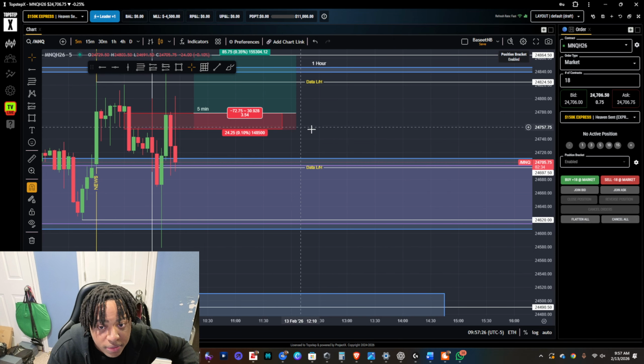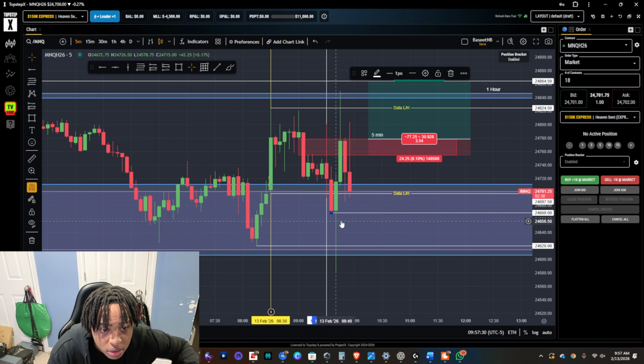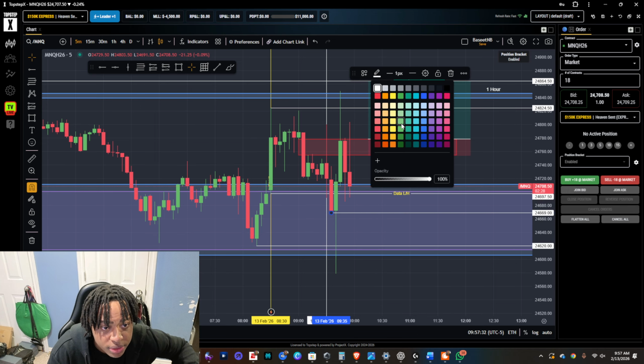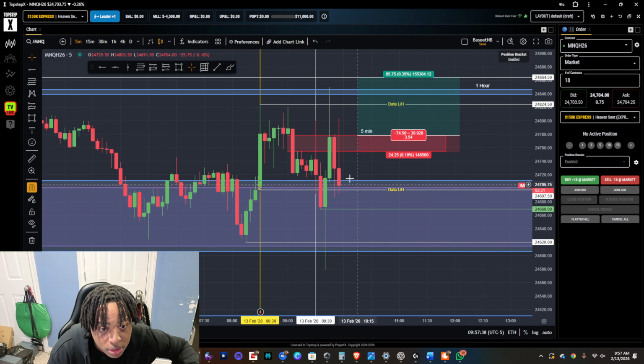For us to have a breaker structure, it would need to happen about right here. So let's make this green so we can just see it go over it. The red, we need a red to go over this right here. Then we know. Then we'll need some form of continuation.